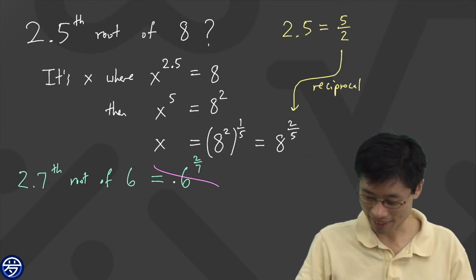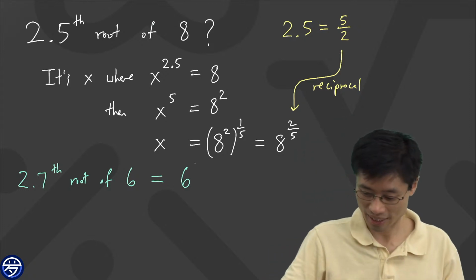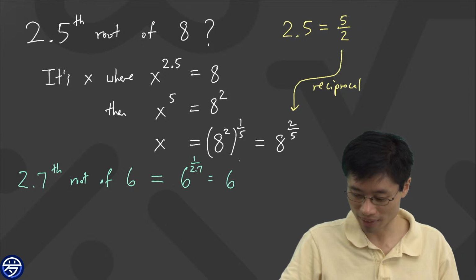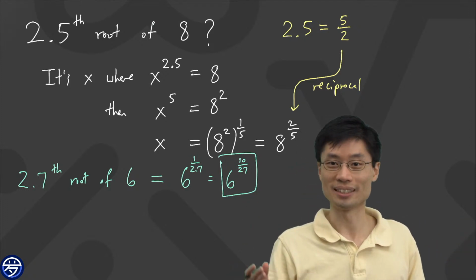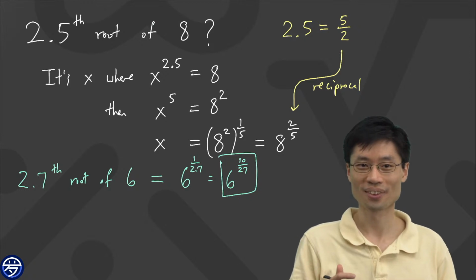Okay, let's keep going. If I have 2.7, it's 1 over 2.7, which equals 6 to the power 10 over 27. And you can't simplify that. It's horrible, but it exists. So that's what these mean, and that's how you can get the 2.5th root, the 2.7th root, all of these.